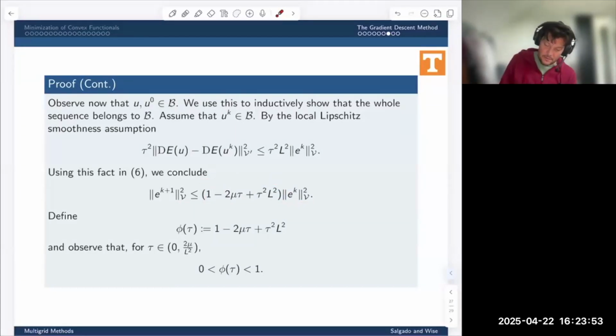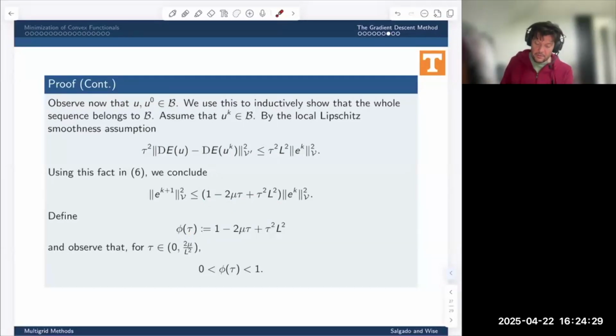So this doesn't depend on k. That's the nice thing here. It only depends on tau, which we haven't chosen yet, and it depends upon the strong convexity coefficient and the local Lipschitz constant L. Right? So there's our function of tau. Otherwise, it just depends on our choice of tau. And if I change the value of this tau, then that changes the value of this number.